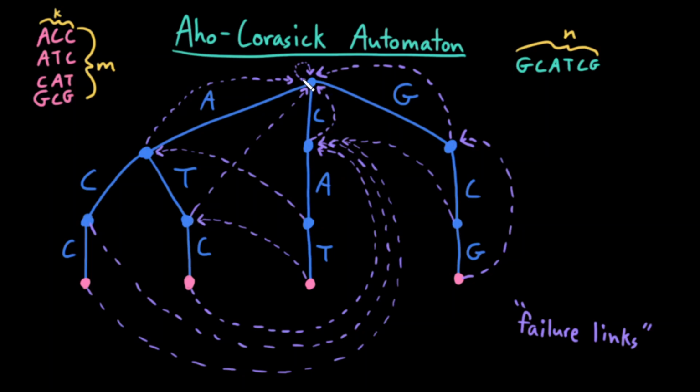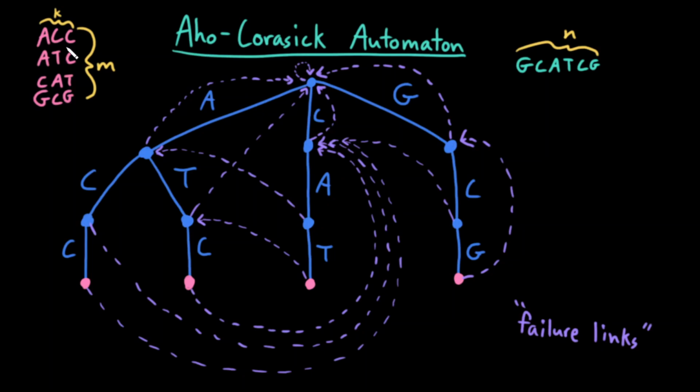Well, if I start at the root, T does not exist. So this suffix, just the letter T, does not exist in my multi-way trie. The empty string is the last remaining suffix of AT, because I'm ignoring AT itself. The empty string exists, it's just the root. The root is the empty string. So I connect a failure link from this node to the root, which represents the empty string.